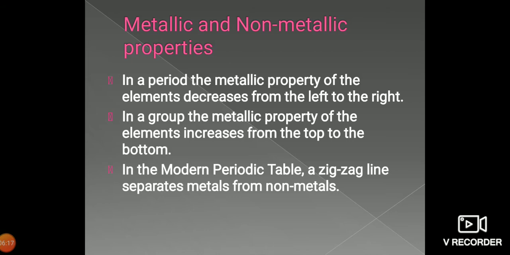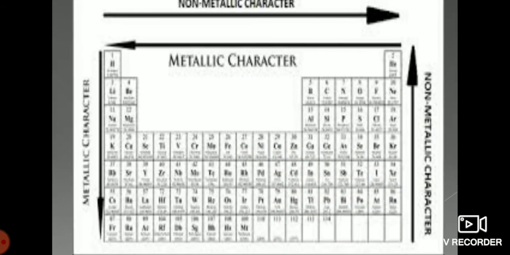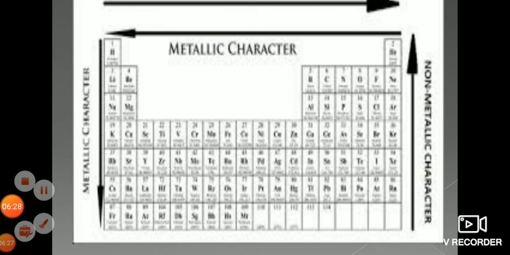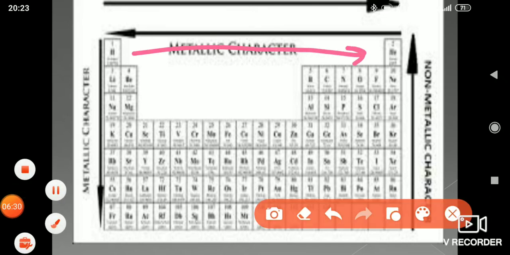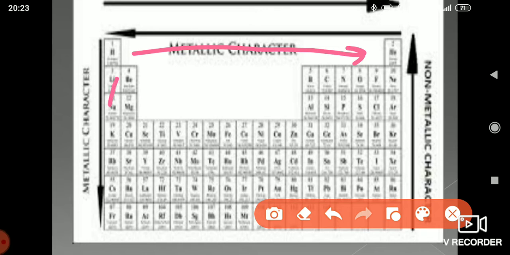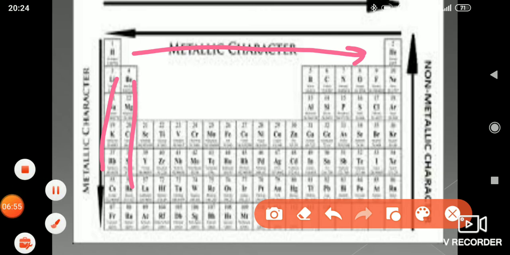It has been said that in a period the metallic property of the element decreases from left to right. If we move from left to right along this period, the metallic property decreases. And you all know very well that these are metals, like alkali metals and alkaline earth metals. This is how the metallic character decreases. If you go to oxygen, fluorine, chlorine, bromine, all these are non-metals. It means the metallic character is decreasing in this case.